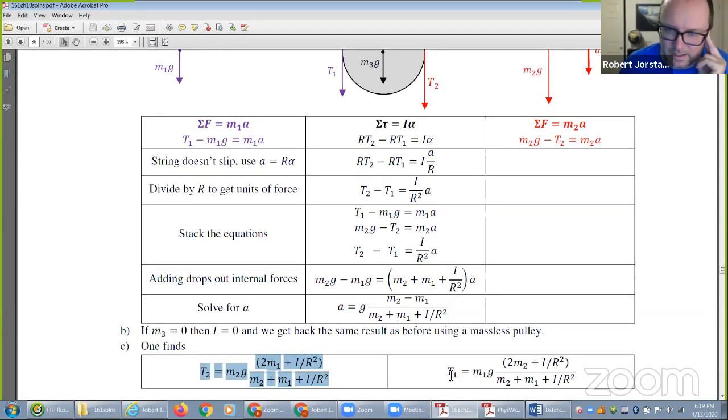You should do it, not me. Just check your algebra really quick. All right. And there's T1. Again, I did the same thing. I just shoved it in, solved for T1.